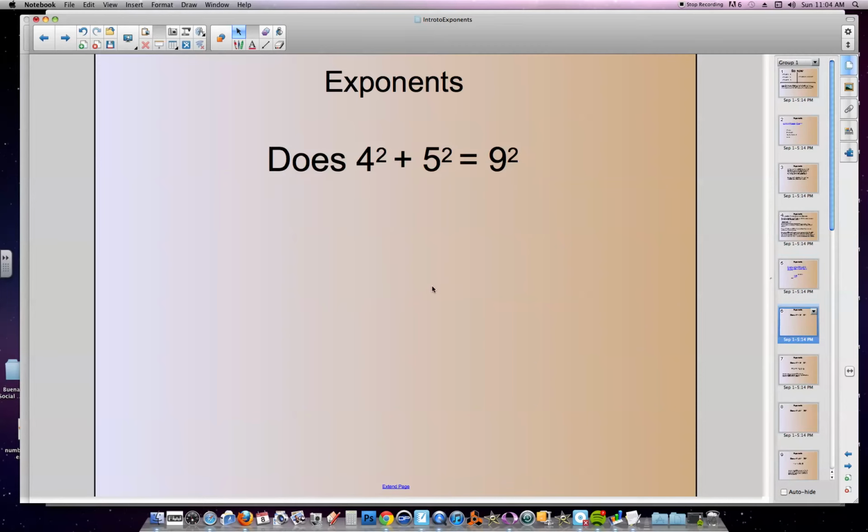So anyways, I want to set up a few examples just to make something clear. I asked if 4 squared plus 5 squared equaled 9 squared. And we can quickly do some mental math and say, well, 4 times 4 is 16, and 5 times 5 is 25. So let's see, 16 plus 25, that comes out to equal 41. Well, 41 is clearly not 9 times 9. 9 times 9 is 81. So no, we cannot just simply add the bases.